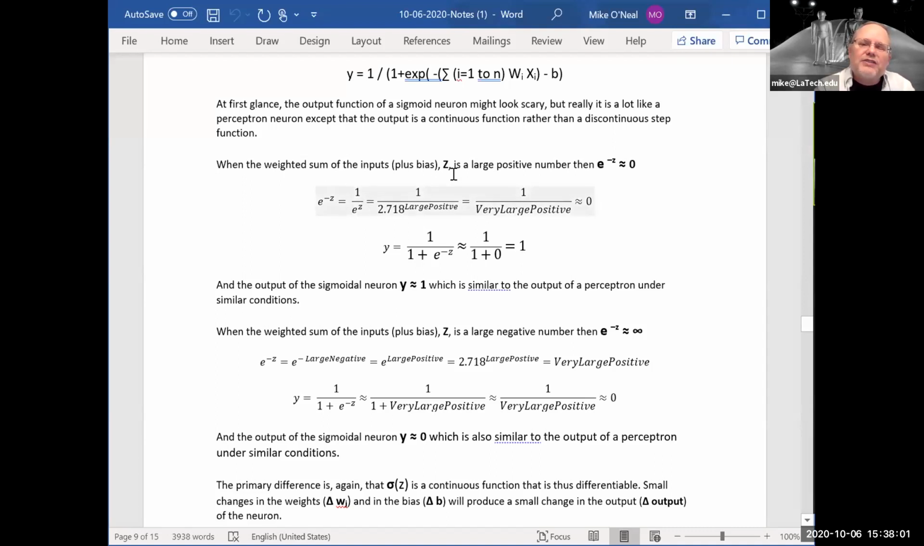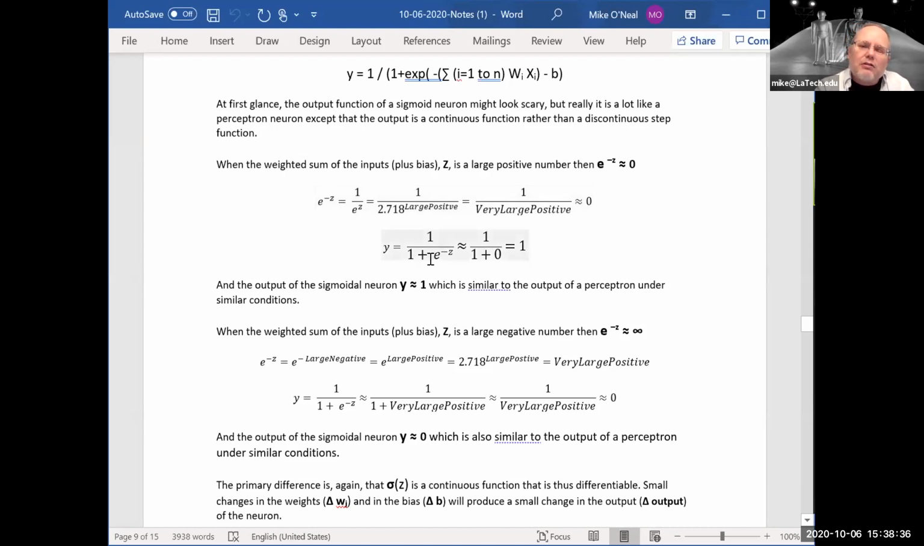And so we said that if z is a large positive number, we've got a number bigger than 1, 2.7, it's almost 3 as our base, and we're raising that to a large positive value. Well, what is a number greater than 1 raised to a large positive value? It's a very large positive number, right? So what is 1 over a very large positive number? It's about 0. Okay, so now we know that if we've got a large positive number for z, e to the minus z is going to be about 0.